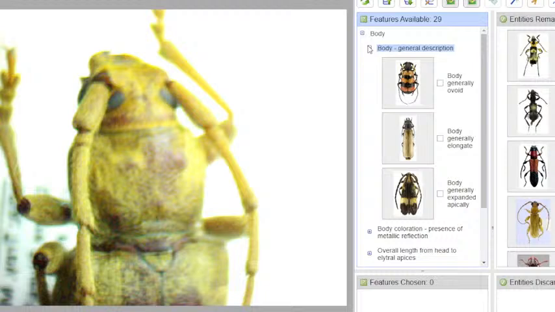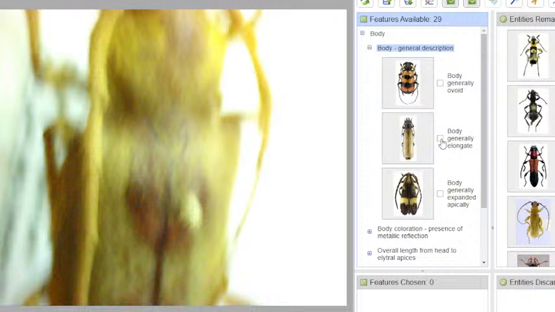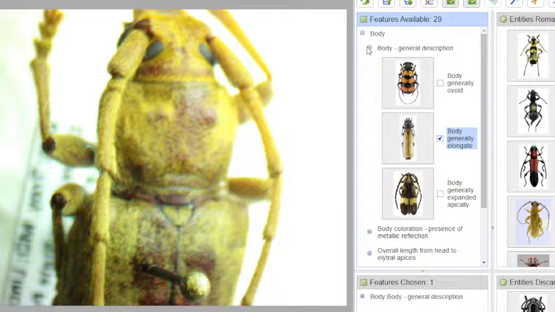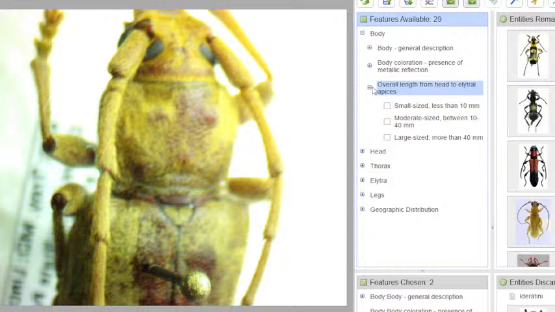Generally elongate. I mean, I wouldn't call him ovoid. Reflection. Sorry, buddy, you're not metallic. He's a decent-sized longhorn beetle. Let's check him out. He's at about 30 millimeters. Most of my longhorn beetles are moderately sized, as it turns out.